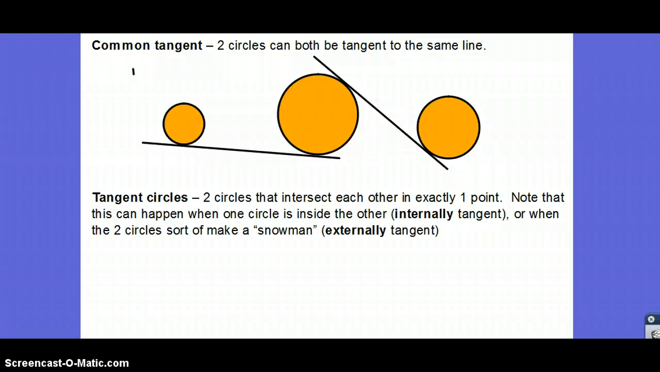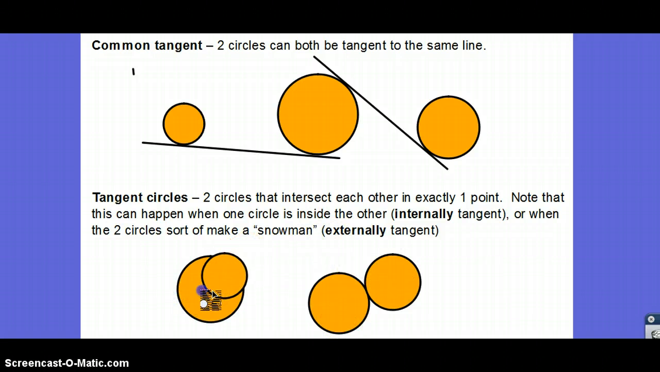You can also have tangency between two circles. I could have a circle here. Sorry, I went off the screen. And I could have another circle here, and those circles could have one point in common. That one kind of looks like the snowman version. That's the externally tangent version. But there's also an internal tangent version, which kind of looks like, okay, great, it's too big, you can't see it.